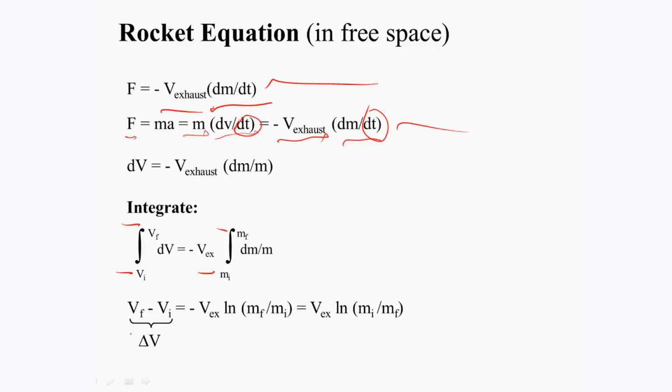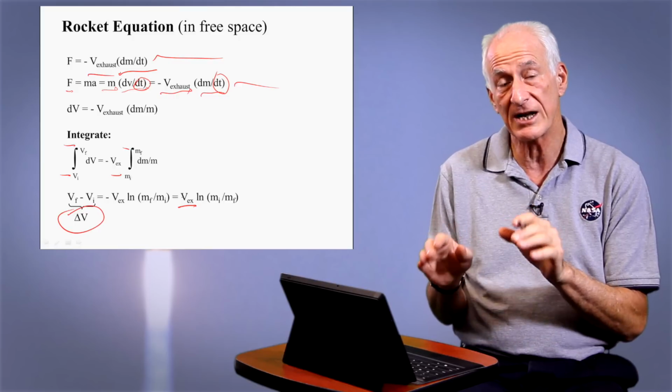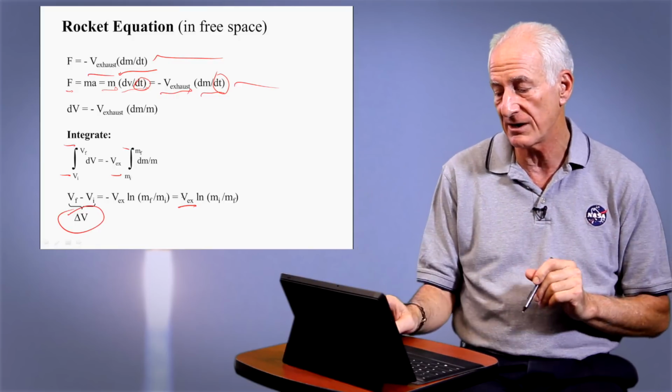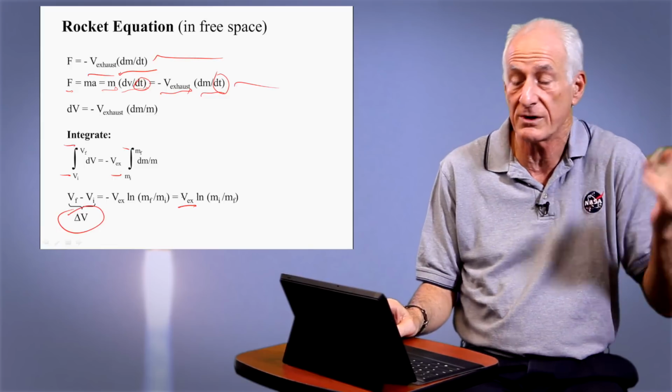The amount of change in velocity that you can get by burning a certain amount of propellant is equal to the exhaust velocity of that propellant coming out the back of the rocket times the natural log of the ratio between the initial mass, that's with the propellant, and the final mass once you've burned all of that propellant. This rocket equation essentially tells you how much you can increase the velocity of your rocket, or decrease if you want to slow down.